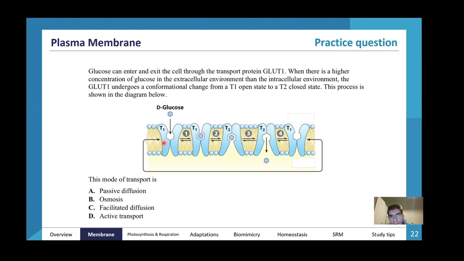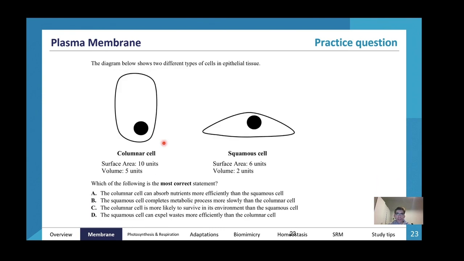Glucose can enter and exit the cells through the transport protein, GLUT1. When there is a higher concentration of glucose in the extracellular environment than the intracellular environment, the GLUT1 undergoes a conformational change from a T1 open state to a T2 closed state. This process is shown in the diagram below. This mode of transportation is: passive diffusion, osmosis, facilitated diffusion, or active transport. This should be a very, very easy question to answer. It's facilitated diffusion because it's moving along the concentration gradient. How about this question?